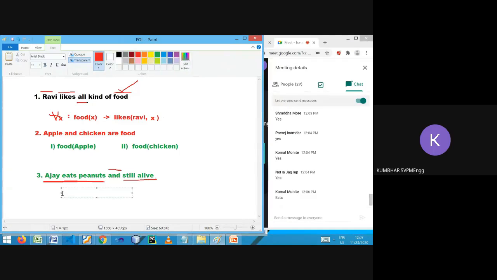Okay. Great. Kumar is correct. Eats is the predicate, and it will have two values we have to pass. What are the values? Who eats and what is eaten? Who eats, that we will write first: Ajay. And what it will eat, that we will write later. So this statement says Ajay eats peanuts. Tell me, do you understand this?